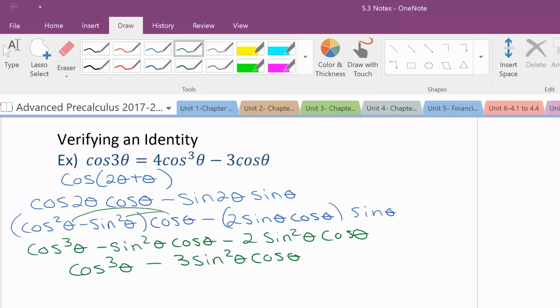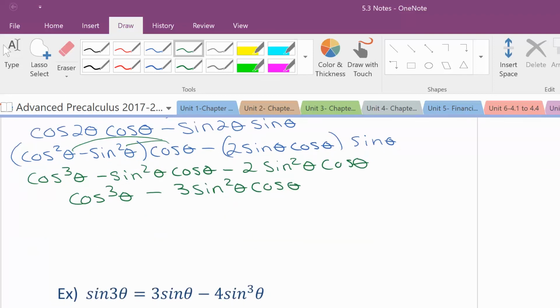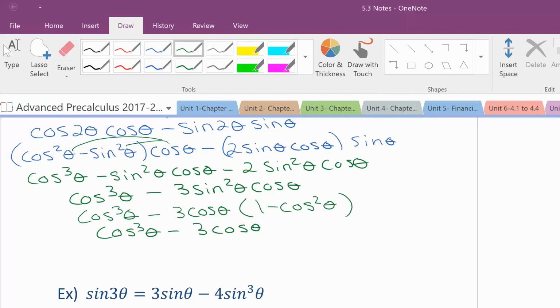And then we look up here and we need everything to be in terms of cosine. So that means we can substitute for the sine squared. We're going to make it 1 minus cosine squared. And so when we distribute, it becomes minus 3 cosine theta minus 3 cosine to the third. So it becomes plus 3 cosine to the third, because minus times minus. So it becomes 4 cosine to the third minus 3 cosine theta.